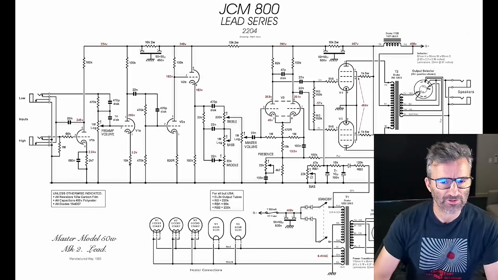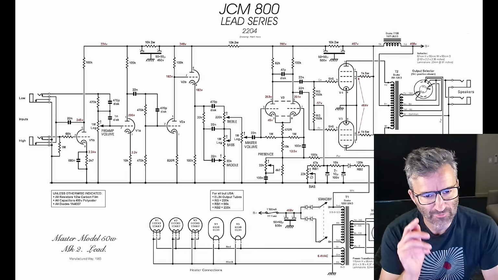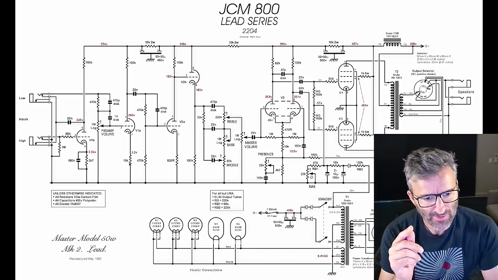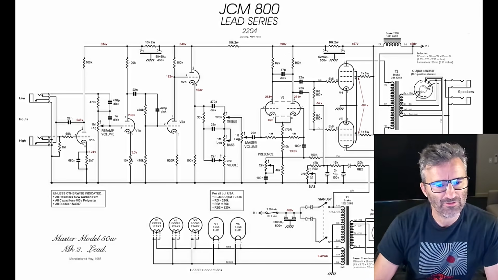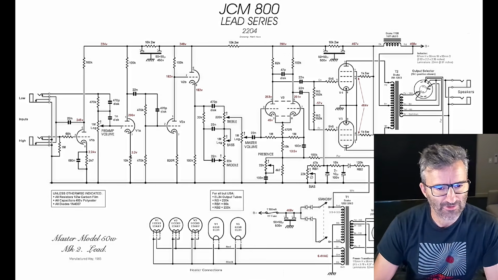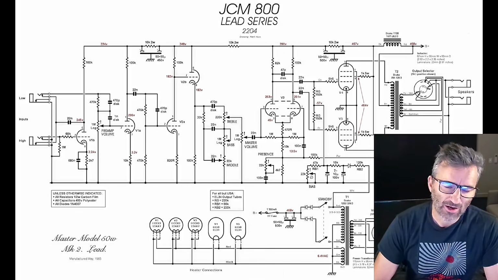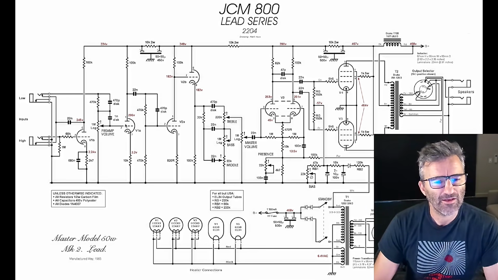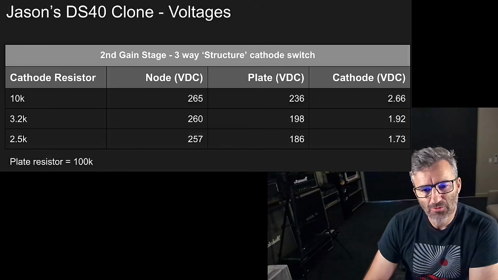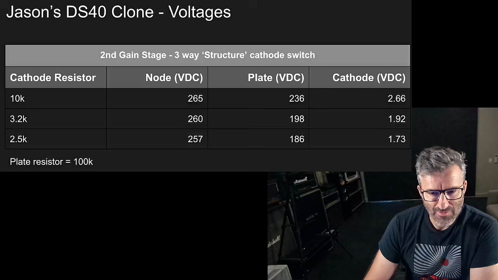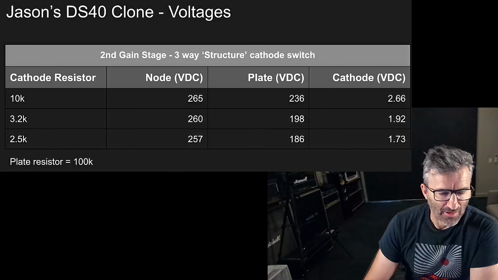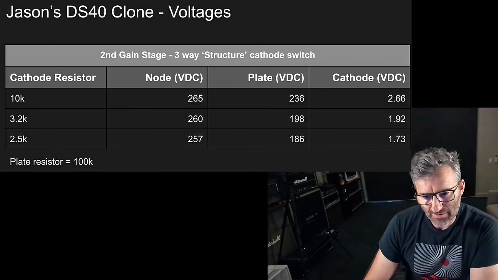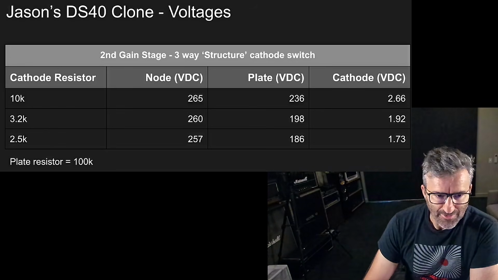It's the structure switch, right? If you know the Friedman amps, Bogner has this kind of concept as well, as do many others. You can switch different resistor values into this cathode to give different tonal characteristics and feel to the amp, changing the nature of this gain stage completely. Right, so knowing the gain stage that we're dealing with, here I have just marked up in this table the voltage readings from the second gain stage.